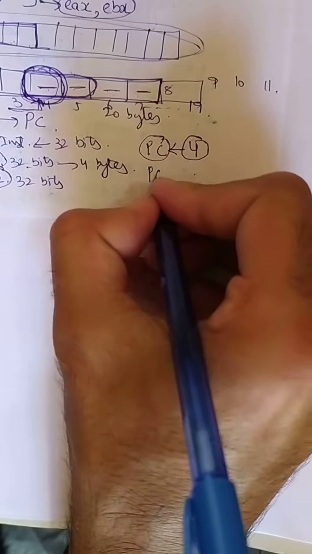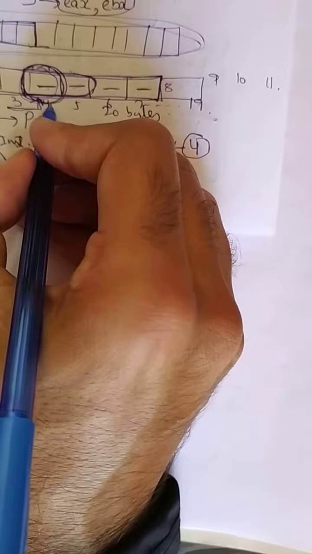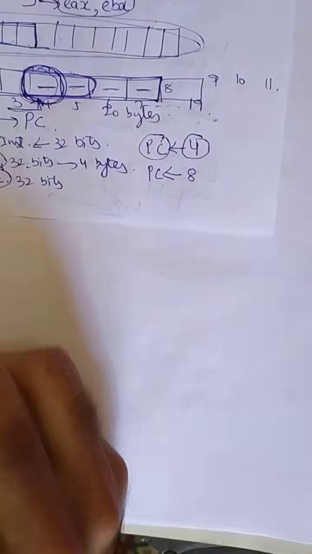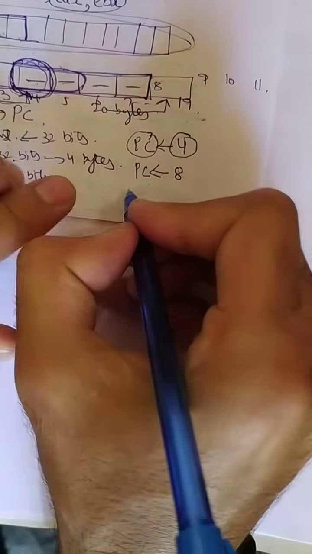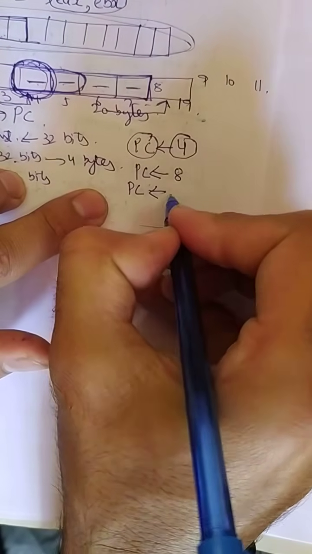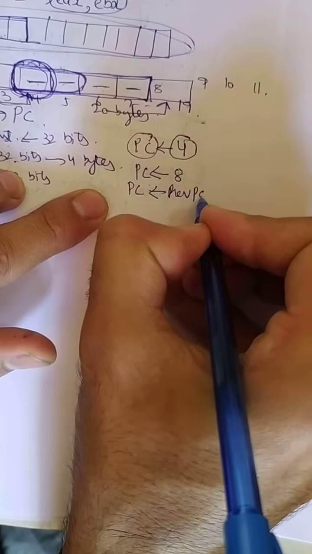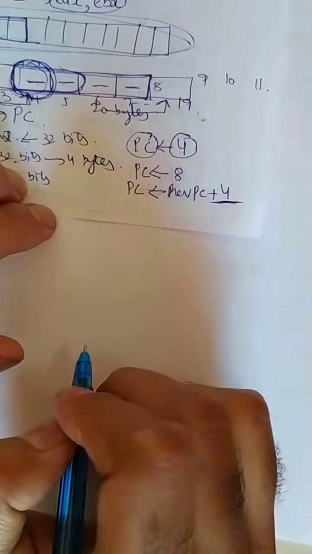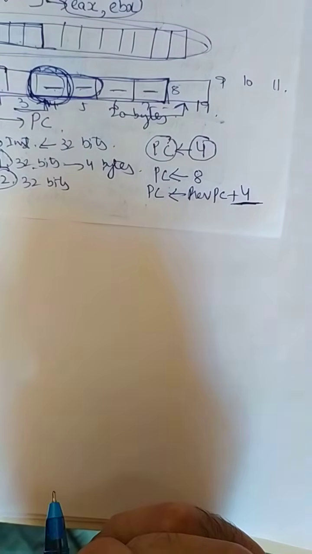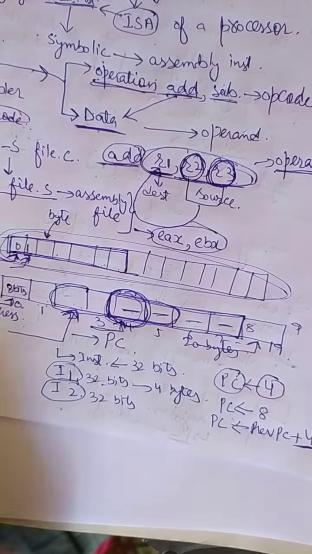Now the PC will get updated. Instead of getting updated to 5, it will get updated to 8 because the next instruction is stored at address 8. So PC is always updated like this: previous PC plus 4. Why plus 4? Because every instruction is of 4 bytes. So I hope you understood this byte addressable.